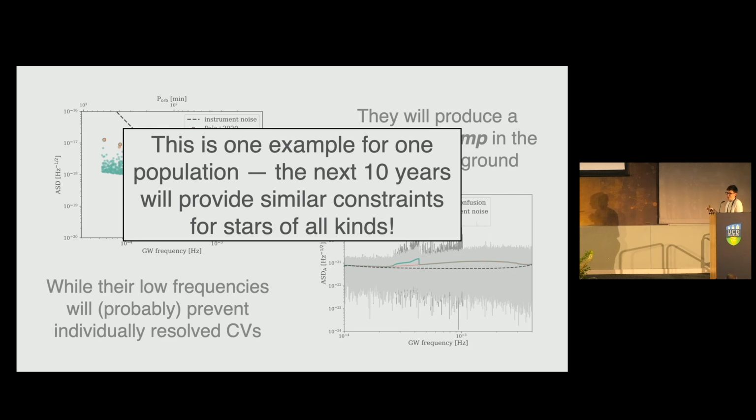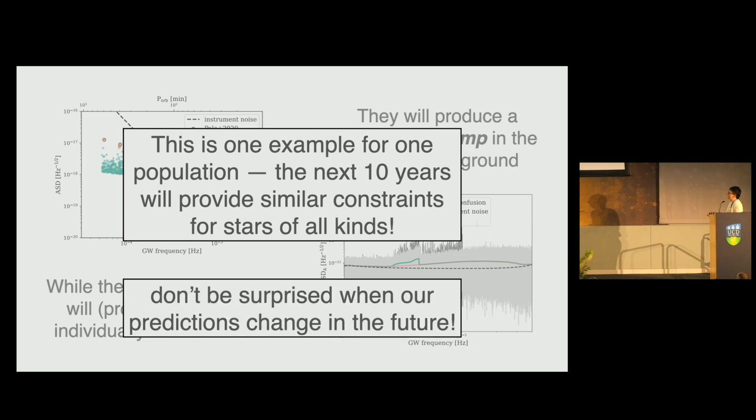Over the next 10 years, we're going to get ridiculous constraints on things. Don't be surprised when I come back and tell you that the foreground is a little bit different, or that the number of sources is going up and down by factors of a few. It's impossible to predict what we're going to learn.